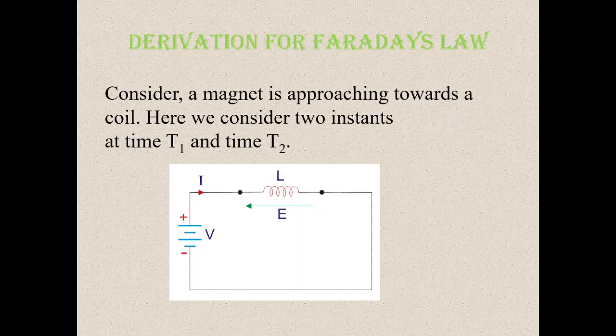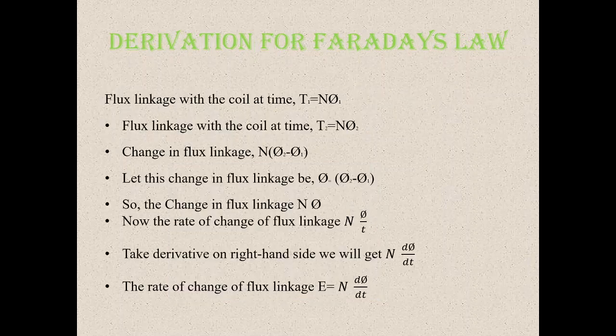Here we will switch to the derivation for Faraday's law. We have considered a coil, an inducting coil. Let it be L, and I is denoted for the current flowing through the circuit. V is the potential. And suppose we consider two instants of time, that is T1 and T2. So for time T1, the flux linkage with the coil is N phi1. Phi is the flux, and N is the number of turns, for the time instant T1.